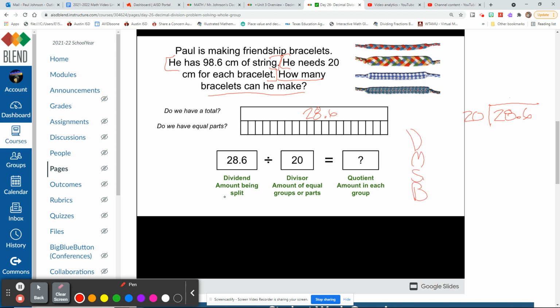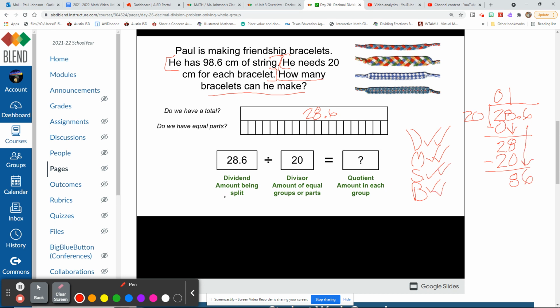DMSB once again. 20 goes into 2, 0 times. 20 times 0 is 0. All right, 2 minus 0 is 2. And then we bring down our 8. Next one, 20 goes into 28 one time, which is 20, because 20 times 1 is 20. And then 28 minus 20 is 8. And then we are going to bring down our 6.